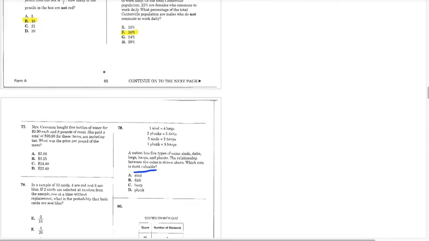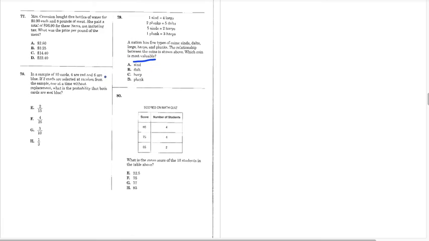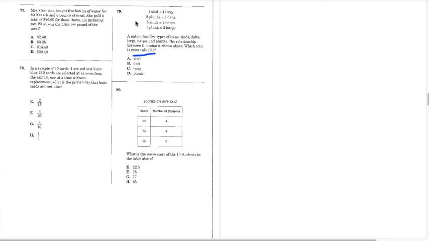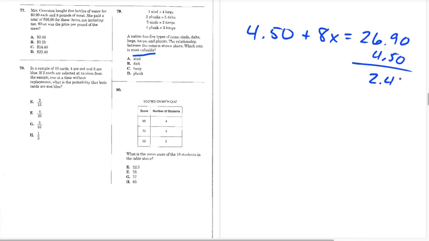Okay. A couple problems left to go here. We're going to go all the way to 79. All right, 77. So she bought 5 bottles of water for 90 cents. That's $4.50. 8 pounds of meat. Okay. She paid a total of $26.90. So this is going to be plus 8 times X for the meat equals $26.90. We have to subtract our $4.50. Gives us $22.40. Is that all I did there? Yeah, just forgot about that part. So now we just have to divide $22.40 divided by 8, and we're going to get $2.80.